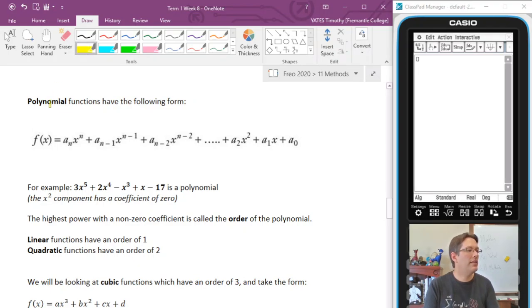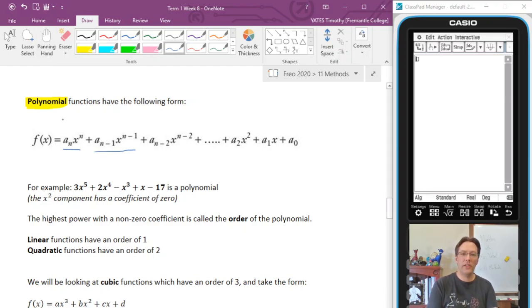Today we're looking at the idea of polynomials. We've touched on them before. I have mentioned that a linear equation and a quadratic equation are both polynomials. But polynomial functions have the following form, and this looks like a big complicated equation. When we look at it here, we've got an x to the n, a(n-1) x to the n minus 1, and so on.